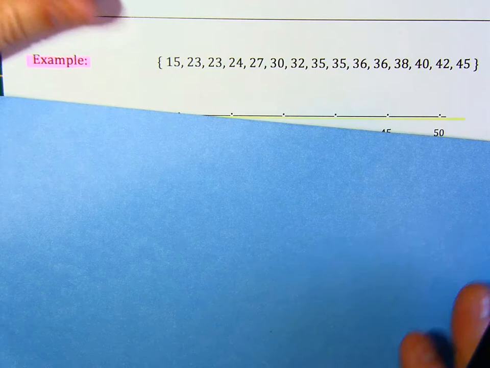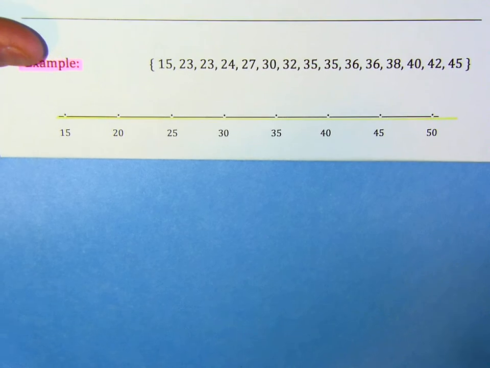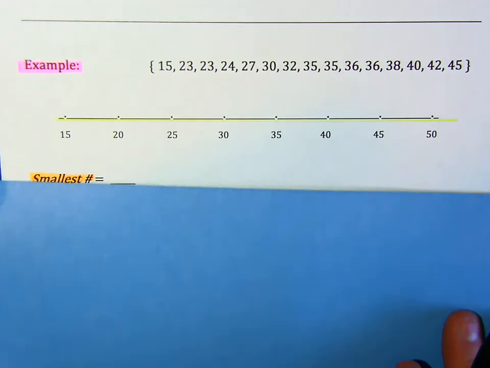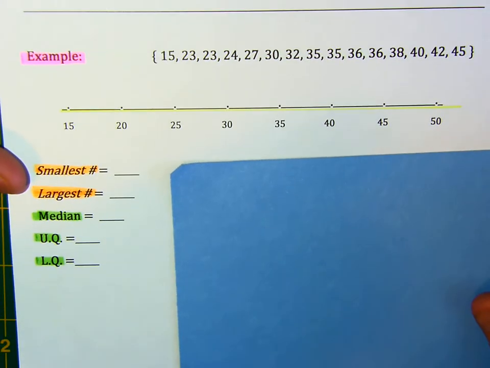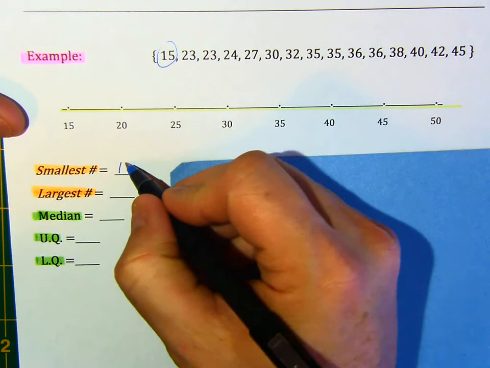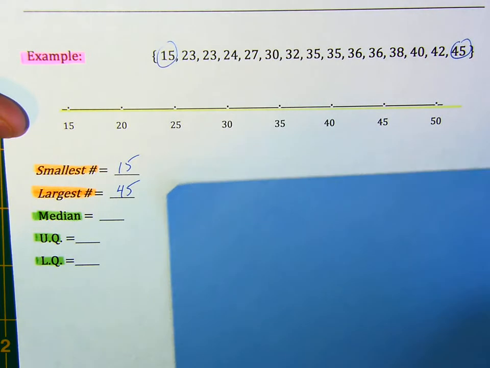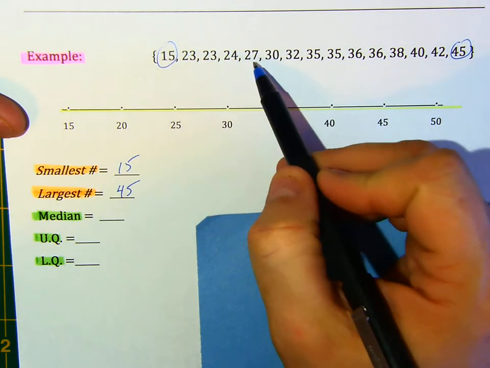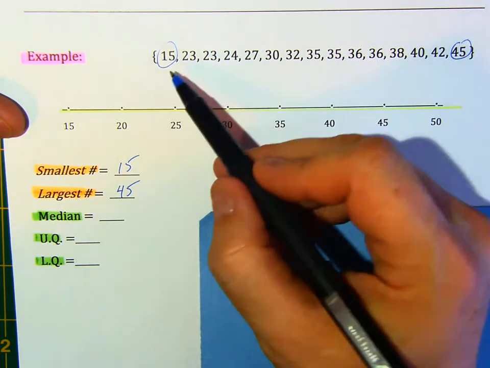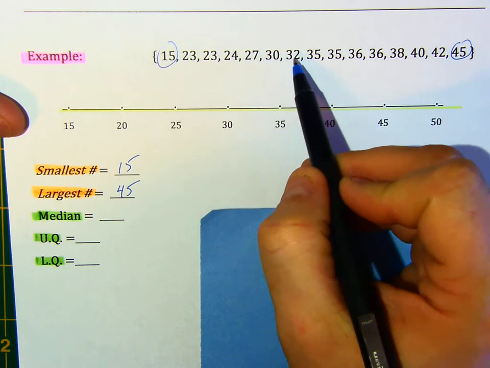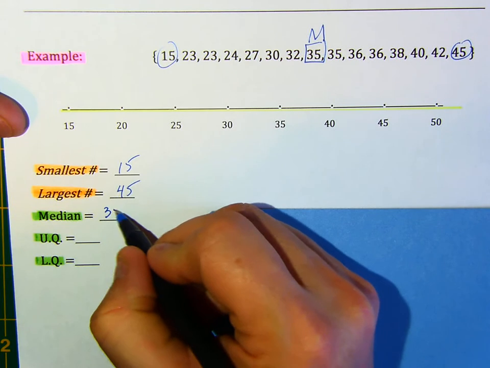I'll do one more because I think this is going to be a little bit tougher. And I know that we're going over the 10-minute mark here, but we'll go quick as we can. Here we go. 15 is the smallest number. 45 is the largest number. It's a good thing they're in order from smallest to largest. Median, well, let's see. 1, 2, 3, 4, 5, 6, 7, 8, 9, 10, 11, 12, 13, 14. There are 15 numbers, so the 8th number, 1, 2, 3, 4, 5, 6, 7, 8 is the middle. So 35 is the median.